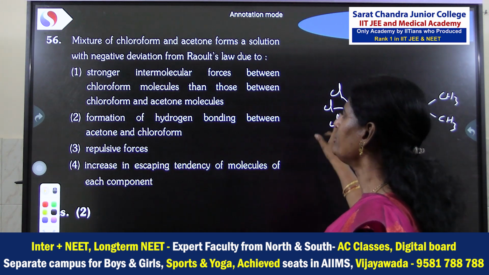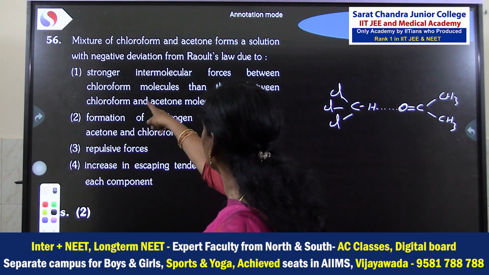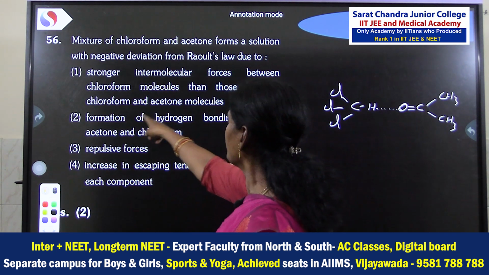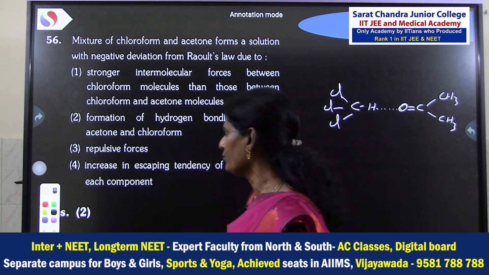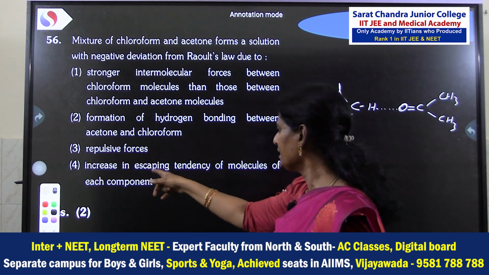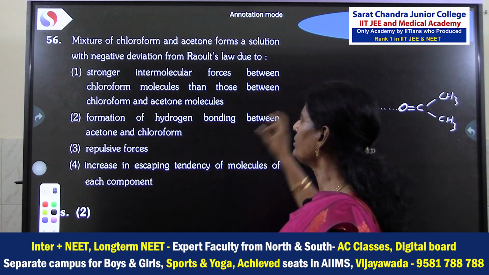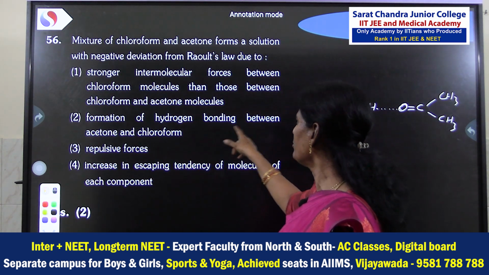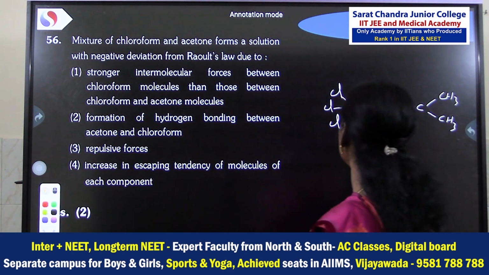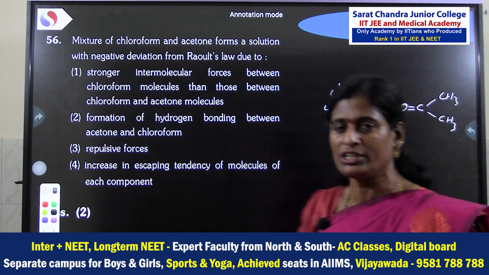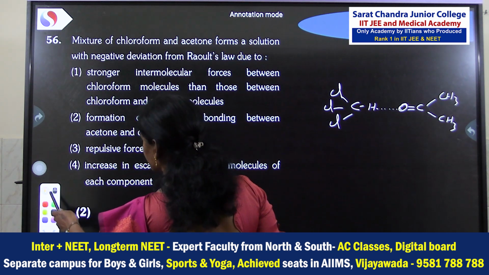What is the reason for negative deviation? The options are: stronger intermolecular forces between chloroform molecules than those between chloroform and acetone molecules, formation of hydrogen bonding between acetone and chloroform, repulsive forces, or increase in escaping tendency of molecules of each component. So, the strong intermolecular force is due to formation of hydrogen bonding between acetone and chloroform. So, this is the correct reason why this liquid mixture is showing negative deviation. So option 2 is correct.